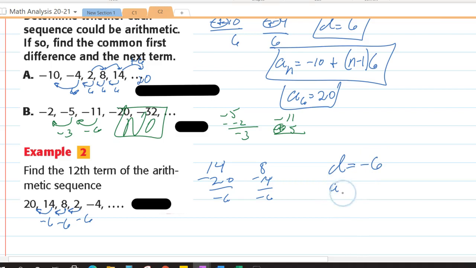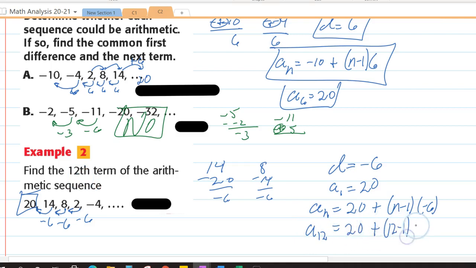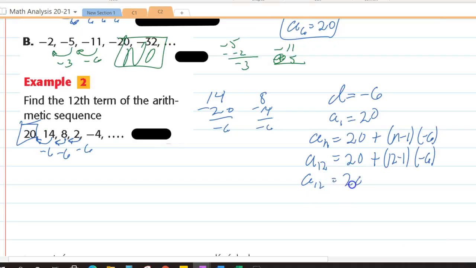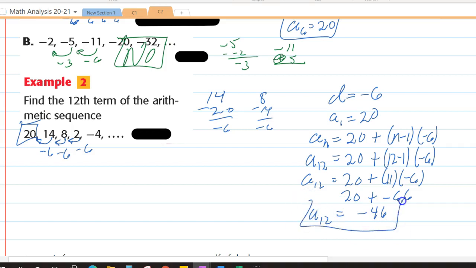We know that our first term, a sub 1, is equal to 20, because I can see that there's a 20 right there. Now we can write our formula. a sub n is equal to 20 plus n minus 1 times negative 6. I put the negative 6 in parentheses because there's a negative there. They want to find the 12th term, so I simply find the 12th term. a sub 12 is equal to 20 plus 12 minus 1 times negative 6. a sub 12 is equal to 20 plus 11 times negative 6. 20 plus negative 66. 20 take away 66 is negative 46. So our 12th term is equal to negative 46.